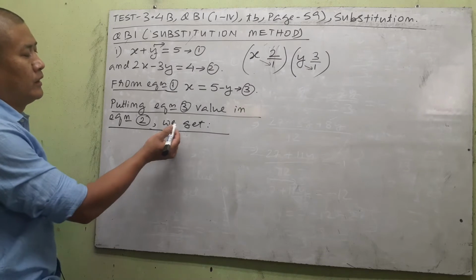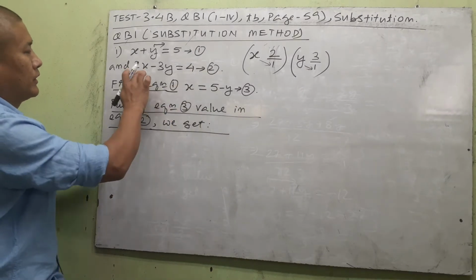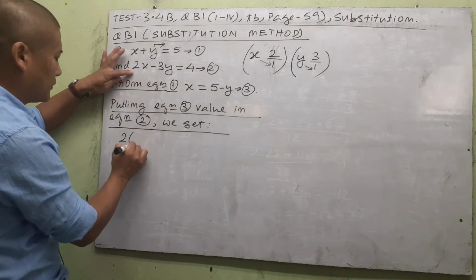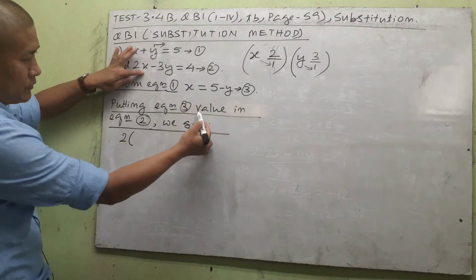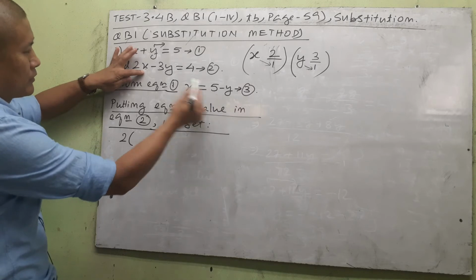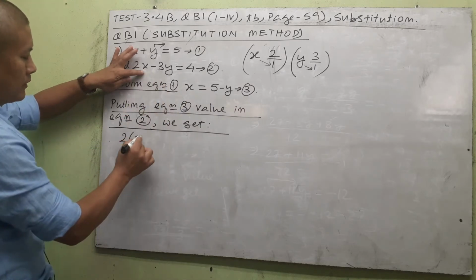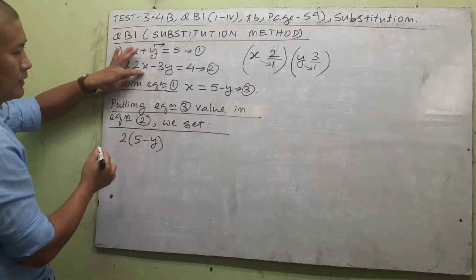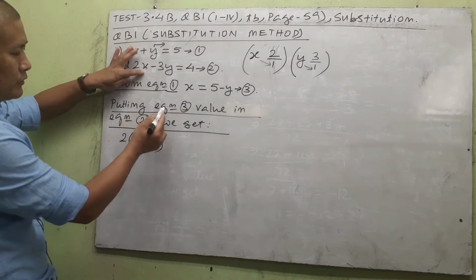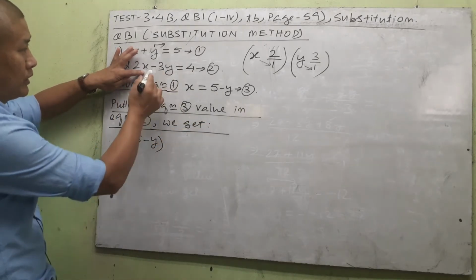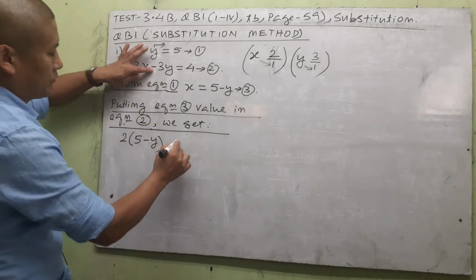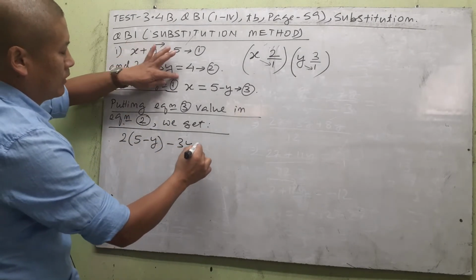Putting in equation 2 means this is the one, so I write 2 into x. Here we're going to put this equation 3 value, x equal to 5 minus y. So in place of this x, we put 5 minus y. That is the meaning of putting equation 3 value in equation 2. And the rest is the same thing again, right? Minus 3y is equal to 4.